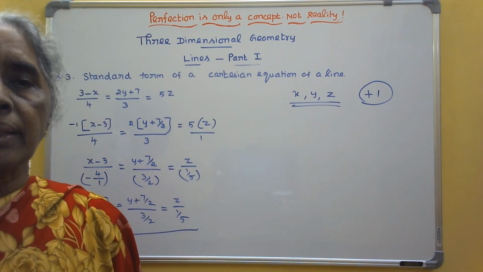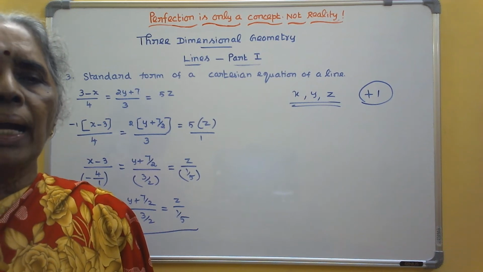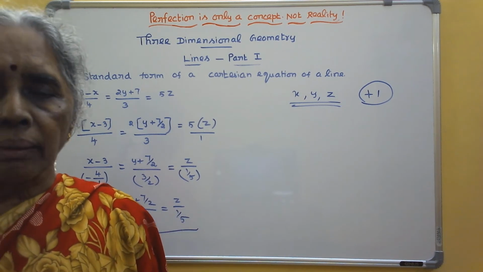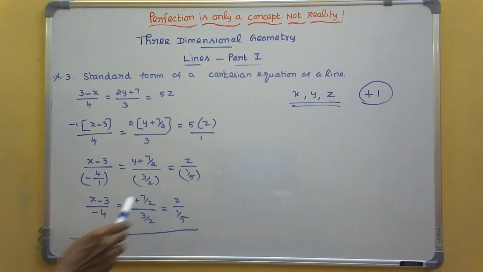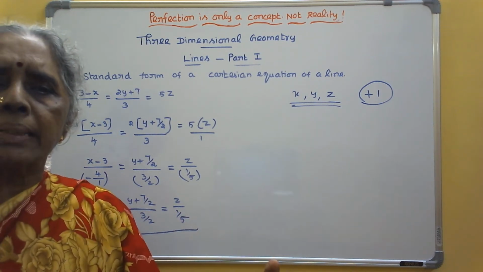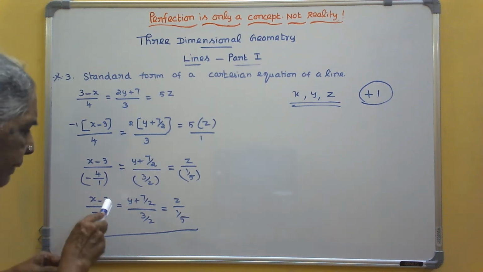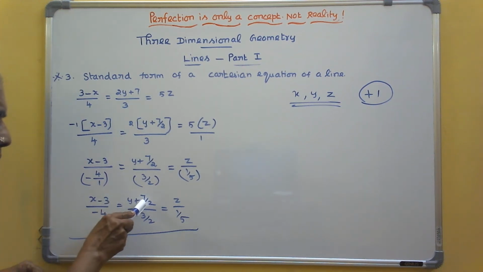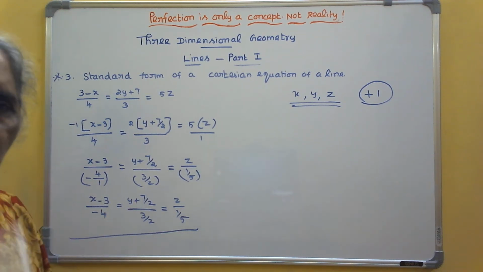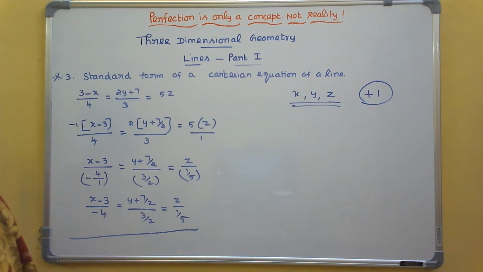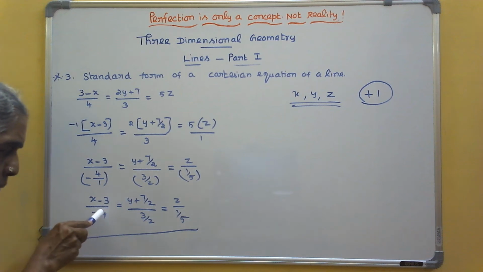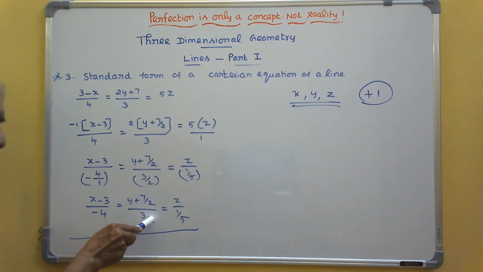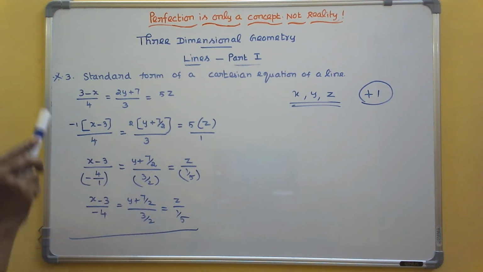Now the coefficients of x, y and z are plus 1. Now only I will be able to find what is the point through which the line passes. What is the point? It is 3 comma minus 7 by 2 comma 0. What are the direction ratios? The direction ratios are minus 4, 3 by 2 and 1 by 5.